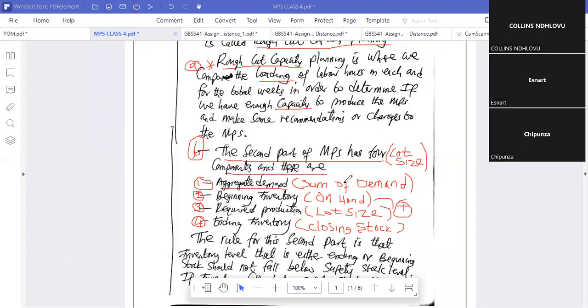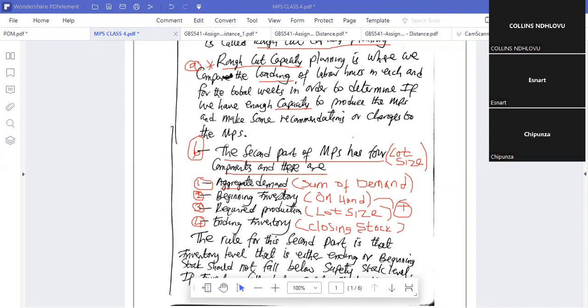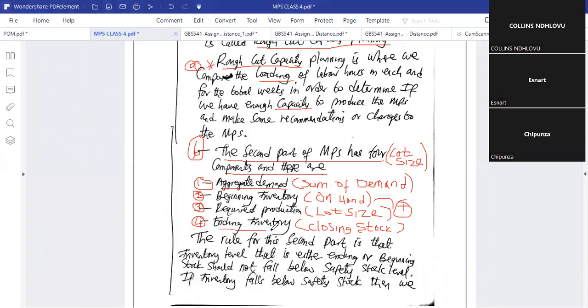So this is what we are saying. Our closing inventory will be the result of the beginning stock, or on hand, plus the production, minus the demand. Then you have what you are going to close with, which is the closing inventory.